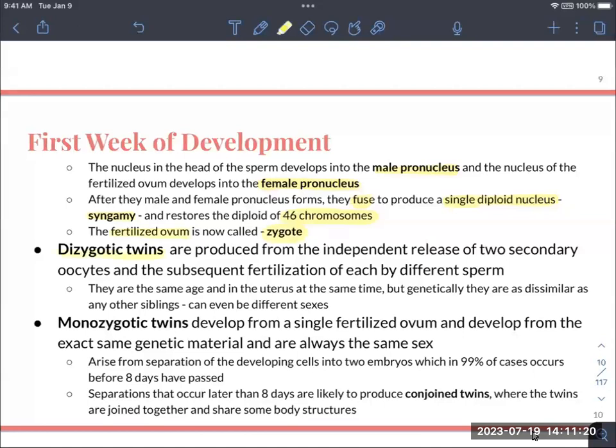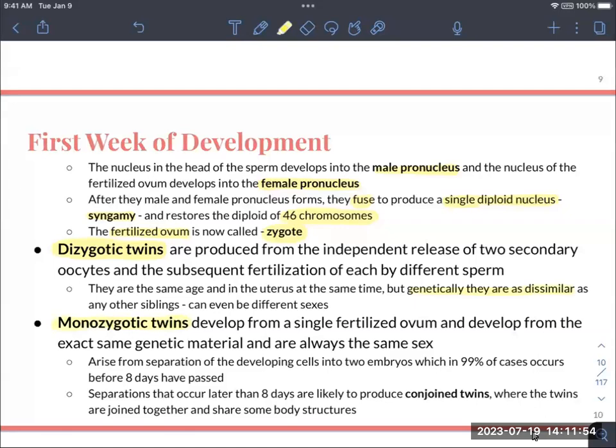Dizygotic twins. This is produced when there are two secondary oocytes that get released and they both get fertilized, each by different sperm. These children are the same age. They develop in the uterus at the same time, but genetically they're not the same. They can even be different sexes.